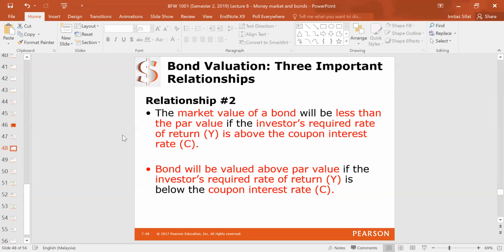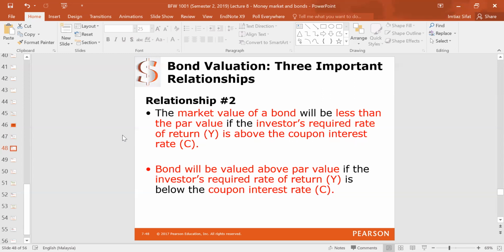Now, of course, the inverse would be true. If the investor's required rate of return is less than the coupon rate, in other words, if the bond issuer is paying you more than what you require as a return from your investment, you would be willing to pay a little extra to get hold of that bond. And that would bring the value of the bond above the par value.